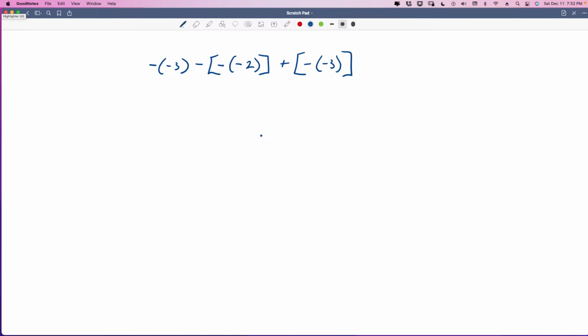All right, here's our problem. So what I want to do first is put the invisible 1 in front of all of these parentheses. Whenever you have a parenthesis or a bracket, just slide that 1 in there, right? Now every operation has a number except for this positive, and you can always slide a 1 in there as well. Every operation needs to have a number.